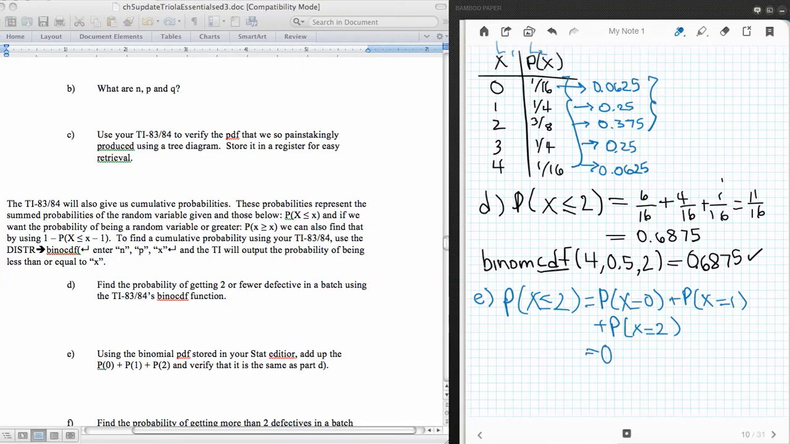So let me finish writing this. 0.0625 is for 0, plus 0.25 for 1, plus 0.375 for my 2, and this again would add up to 0.6875. And let me pause now and get those tables.